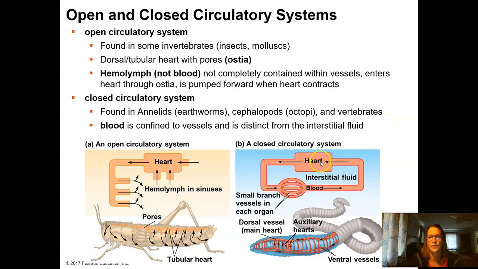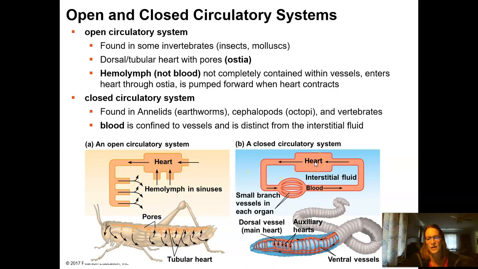So here you have the difference between the open circulatory system and the closed. Here you have the heart. It's still pumping the hemolymph in a single direction, which is this way. But then the hemolymph opens up into the interstitial fluid, and it's basically all around inside the body, and it's not contained within vessels.